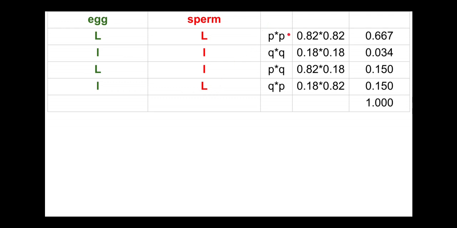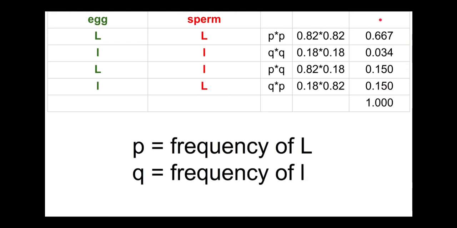P times P is the probability of a big L egg meeting a big L sperm in our gene pool. Q times Q, probability of a little l egg meeting a little l sperm, and then P times Q, big L egg meeting a little l sperm, and then Q times P, just the reverse, is the probability of a little l egg meeting a big L sperm. Sorry, I think I reversed my colors there. All of these probabilities have to add up to 1 because they represent all of the possibilities that can occur.